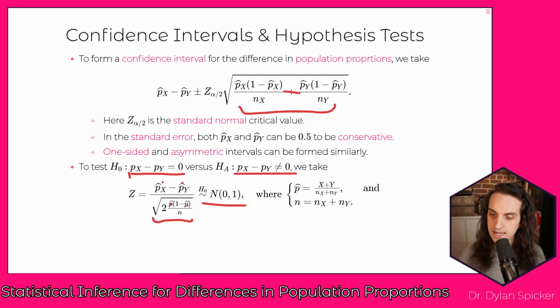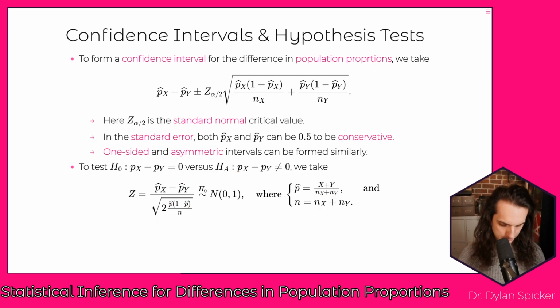Here, our p hat that we're using in our standard error is going to be given by the total proportion. So we add up the successes of x and the successes of y, divided by nx plus ny. In terms of n, we are using this as the total number of samples, so nx plus ny. Okay. And so this is going to give us our overall Z score here.